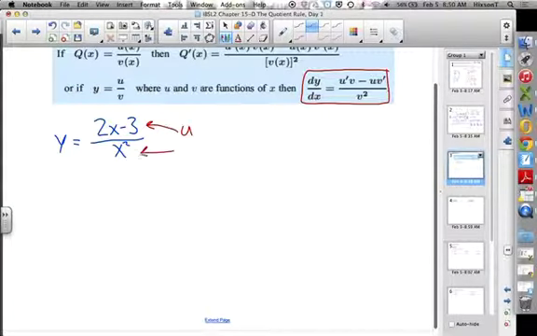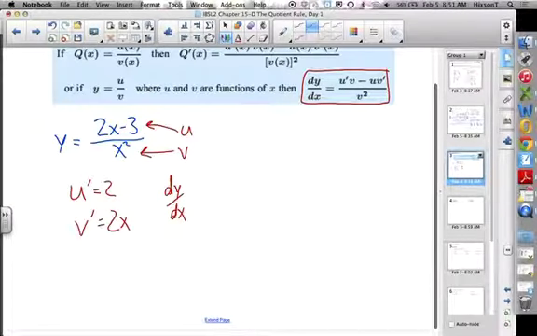And v is always your denominator. So, u prime equals 2, v prime is 2x. So if I'm using the quotient rule, what? 2x to the negative 3.